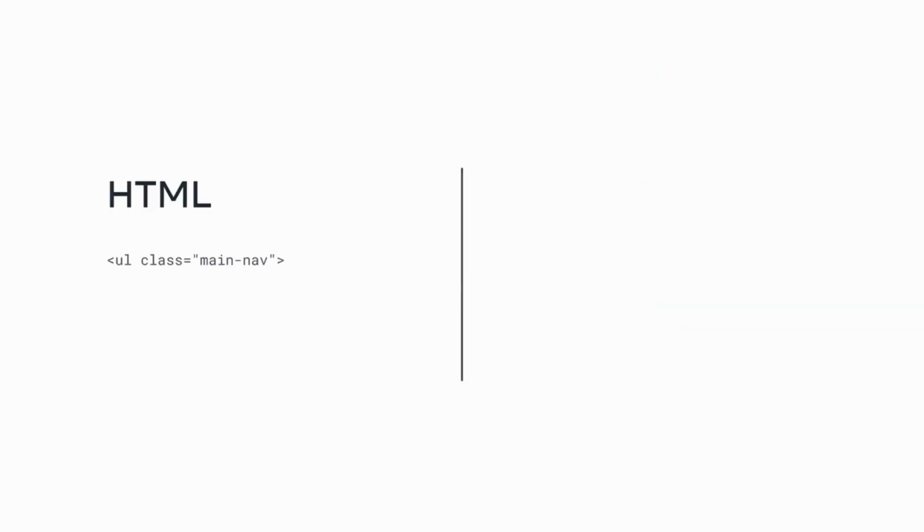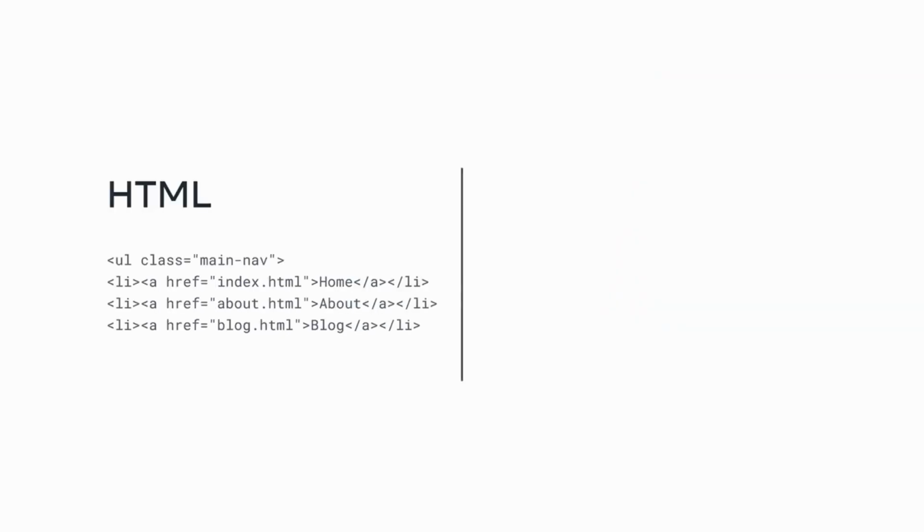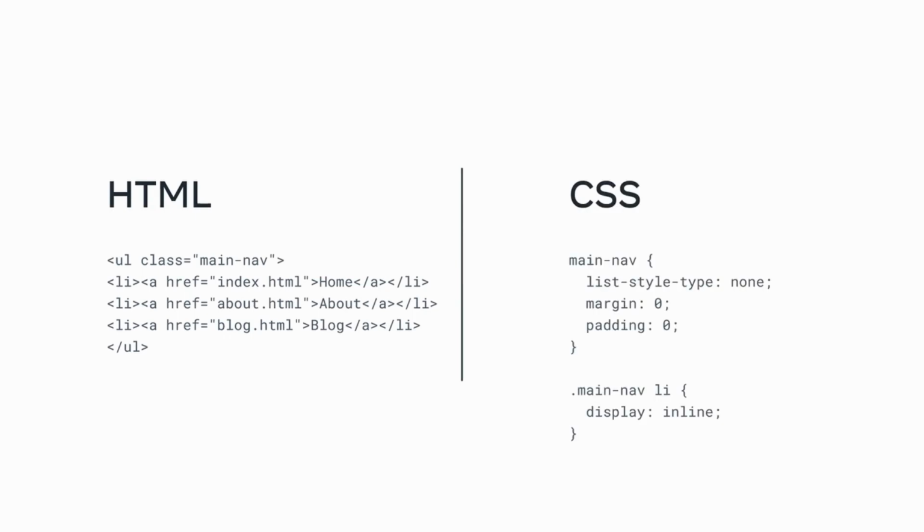Recall that with HTML, developers can use a list to make a navigation menu. Each list item contains a hyperlink to an HTML file. Then, some CSS to style the menu, like the display inline property to make the list display horizontally.